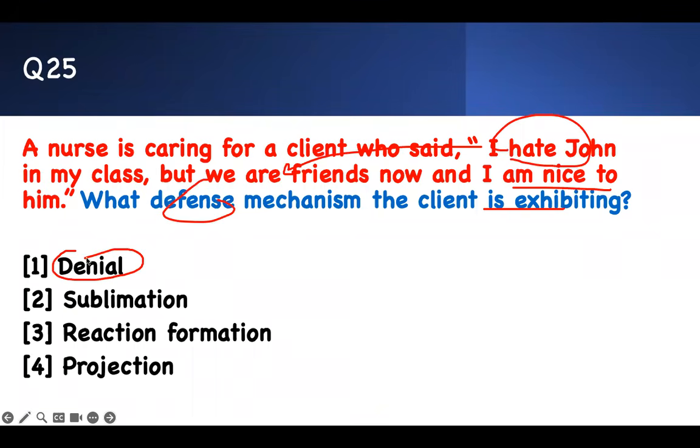I'm not acting opposite to my feeling if I'm in denial, right? Sublimation, basically you change the bad thing into a good thing. She's not changing that bad feeling. Reaction formation, yeah, we're reacting opposite to what you're feeling. Projection, there's no projection yet. So this one is the right answer.